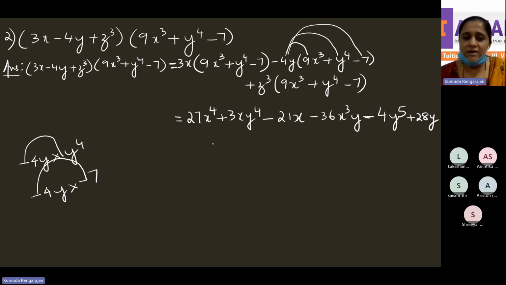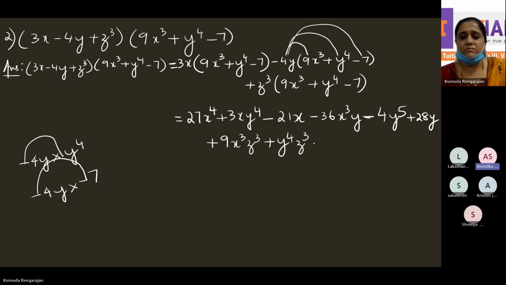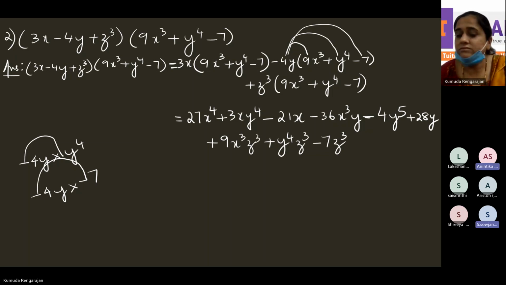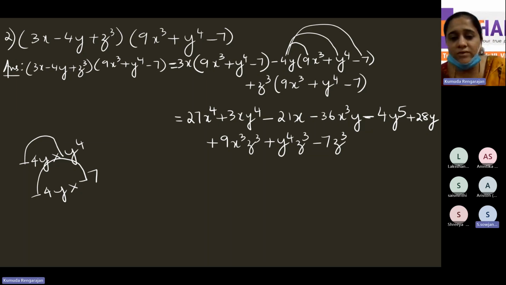Plus 9x cube z cube, plus y raised to the power 4 and z cube, minus 7z cube. Very good. Now check, children, if there are like terms. Can you find like terms here? No, ma'am.